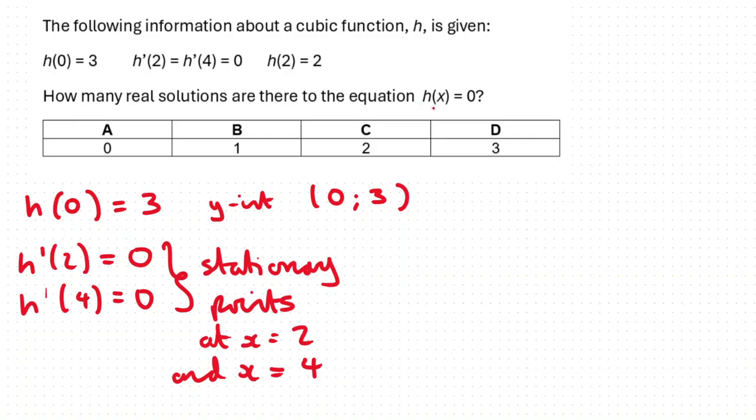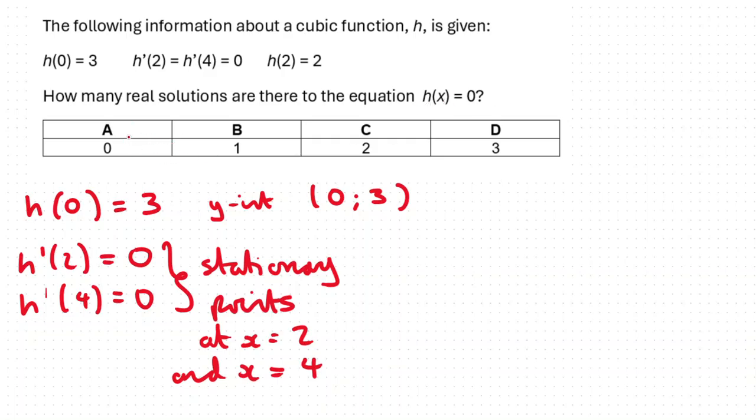So again, we've got an interpretation here. What does h of x equals 0 mean as regards the graph? We're saying h of x is the y value, so y equals 0. That means that we're talking about the x-intercepts of the graph. All right, so the number of x-intercepts of the graph of h is going to lead us to the number of real solutions to this equation h of x equals 0.